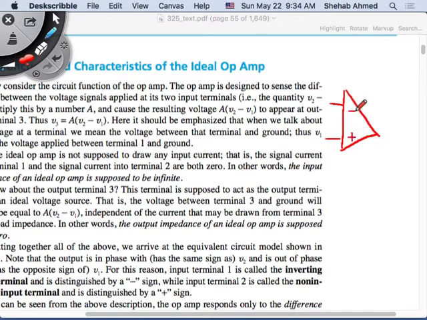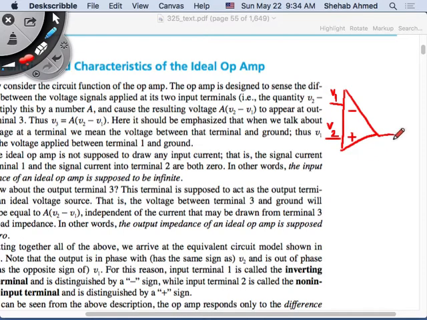So we have plus here, minus here. This we will call V1. This we will call V2, and this we will call V1. Okay, and then this will be my output here.